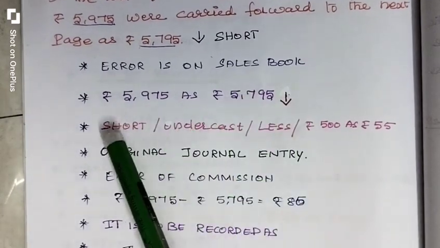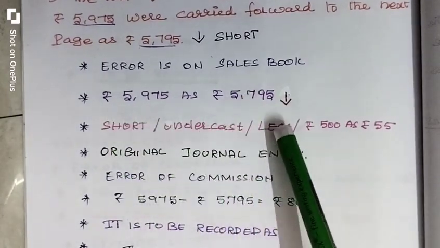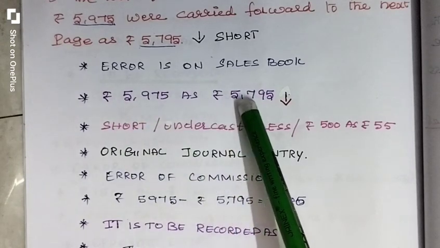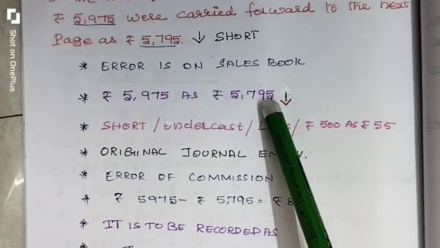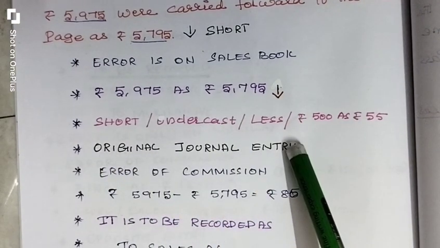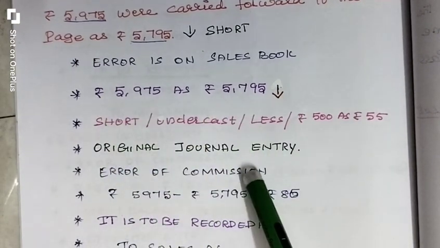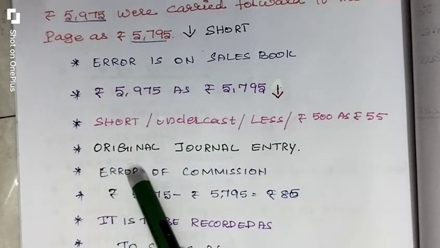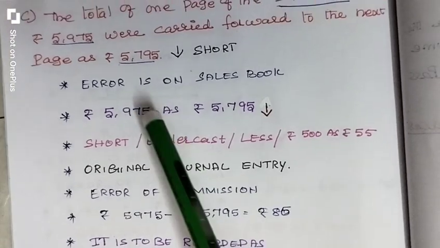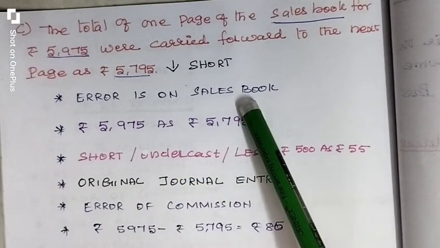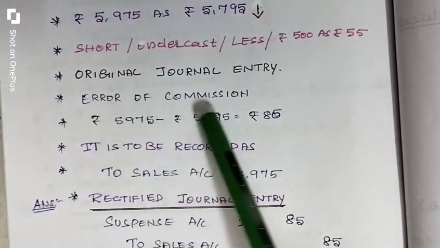Whenever you see undercast, that is short or less, like 5,795 instead of 5,975, you have to follow the original entry. This is called error of commission because the amount is the error. Which is the error? The amount is the error. This is called error of commission. Where is the error? The error is on the sales book. Are you clear?